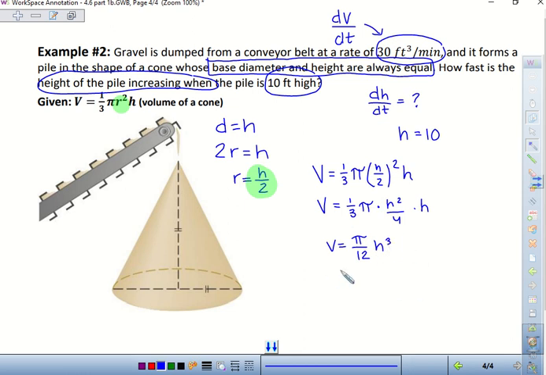Okay. So the benefit of this and the reasoning for this: if I were to have tried to take the derivative here with the height and the radius, we have to use product rule. And then I don't even know if I know what the rate of the height is to plug it in.